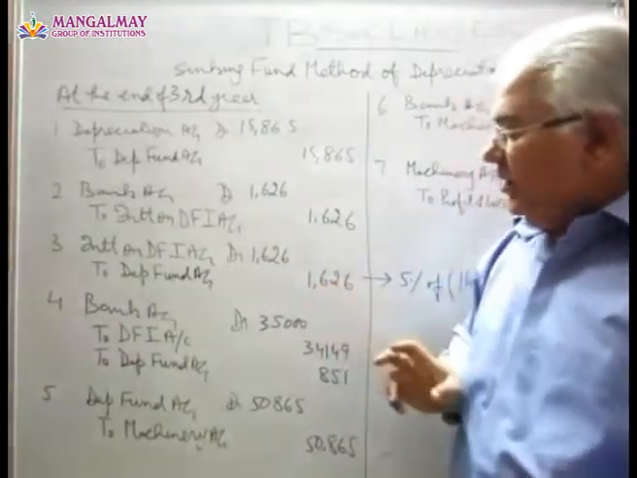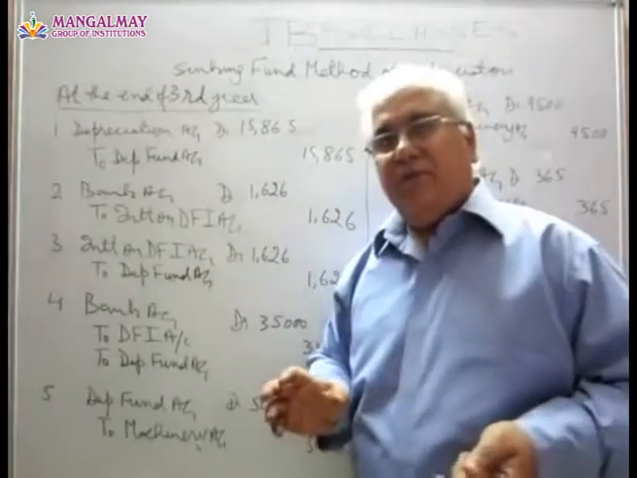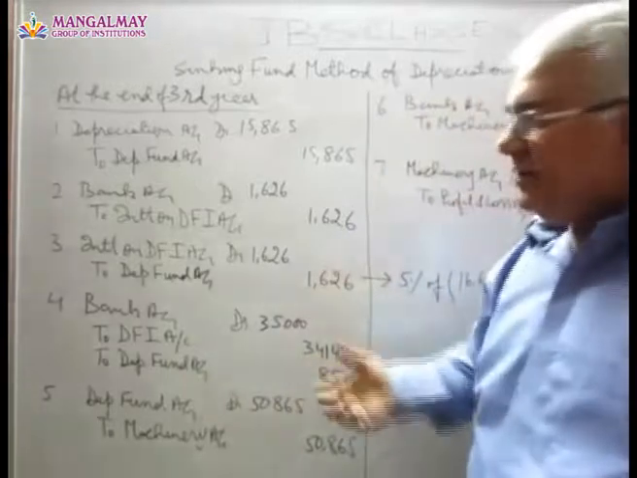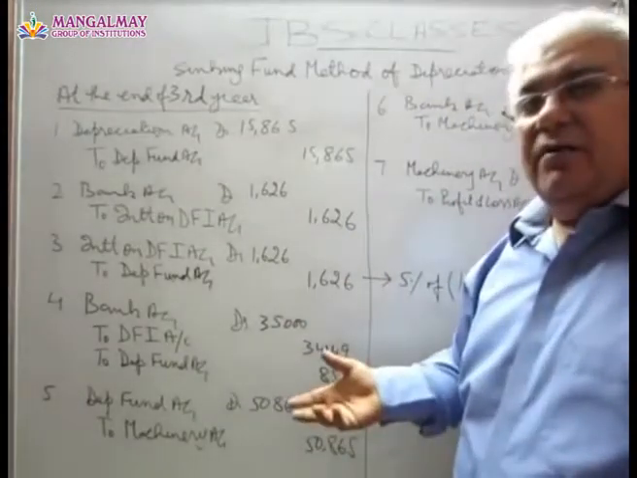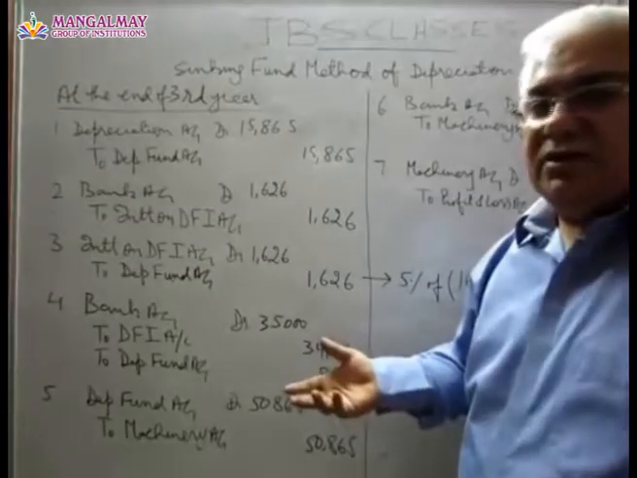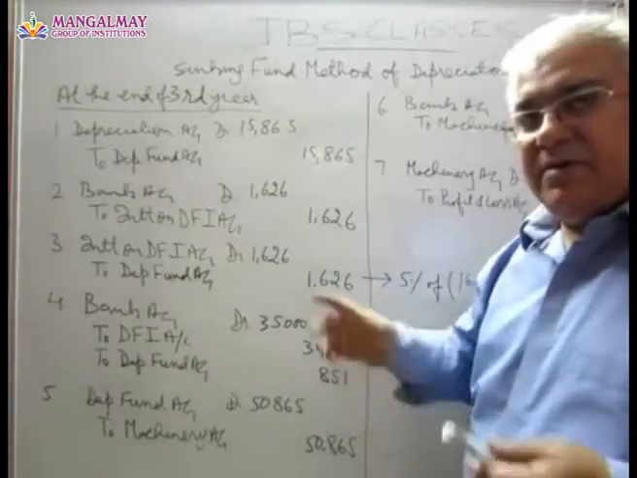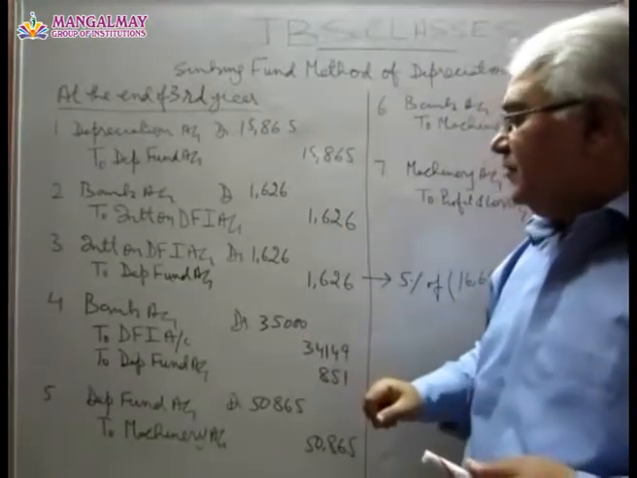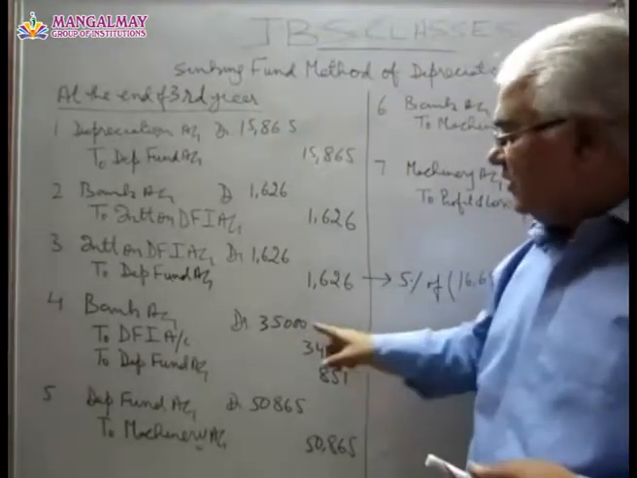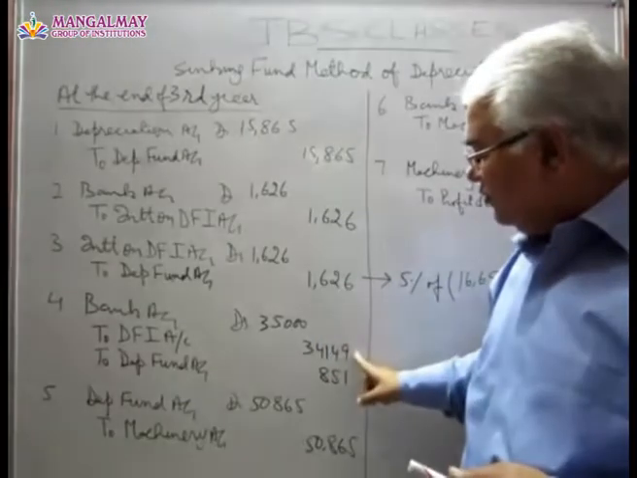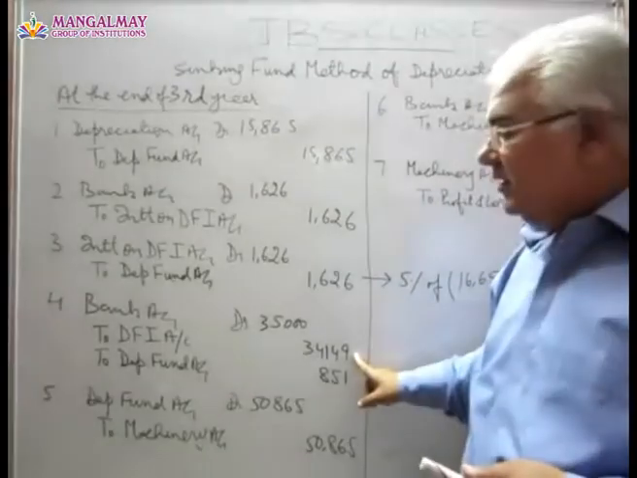Now this is the time we have to realize our investments. When we realize investments, we could make some profit on our sale, or we could make some loss. If we make a profit, for example in this case we make a profit of 851, we sell our investments for 35,000 and their book value is 34,149.